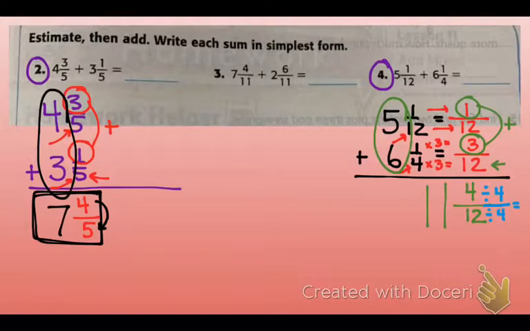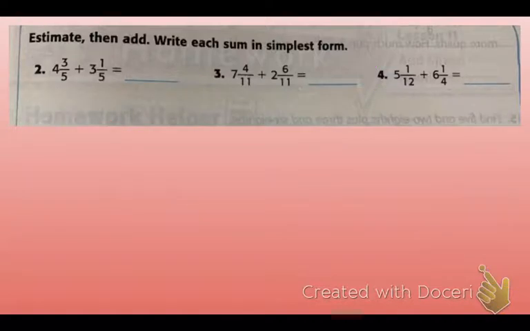So my answer, I'm still going to have 11 as my whole number. 4 divided by 4 is 1. 12 divided by 4 is equal to 3. So 11 and 1/3. Now I know this is in simplest terms because, again, if you follow my notes, you have a 1 here as your numerator. Whenever you have a 1 as a numerator, you cannot simplify it any further. 11 and 1/3. Hopefully you got both of those correct. Let's go on. Let's take a look at the next one.